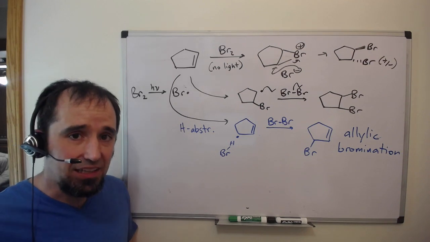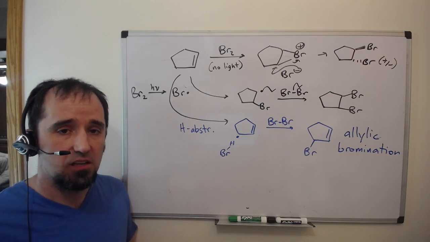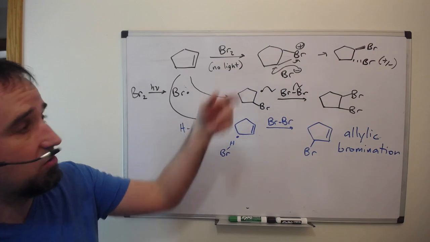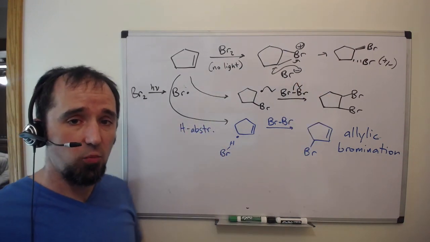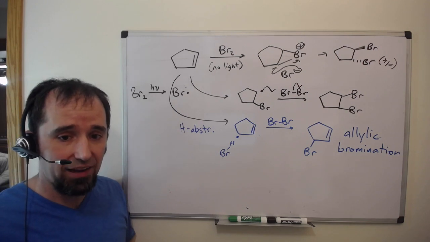Let's talk about alkenes and Br2. We just talked about alkenes plus HBr. Now let's talk about alkenes and Br2. Once again, I thought we covered this already, right? So alkenes plus Br2, if there's no light, go through this bromonium ion that's then opened up into this dibromide, which we know is going to be trans every time.